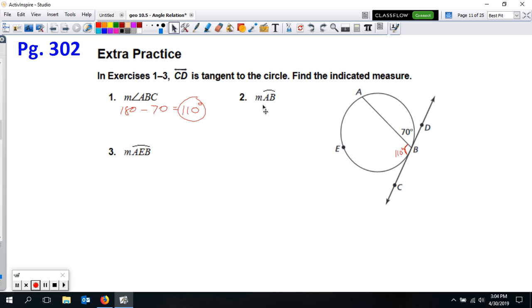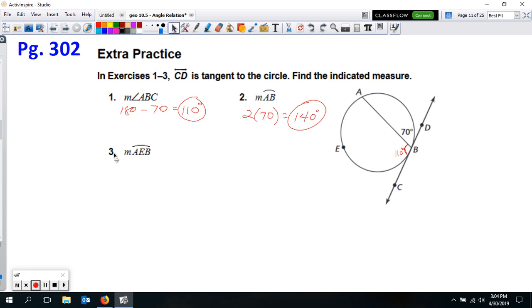Then it says find the measure of arc AB. So AB is this arc on this side over here. So we're looking for this arc. If this is 70, then that arc is going to be 2 times 70, which is 140 degrees. So the measure of this arc is 140 degrees.